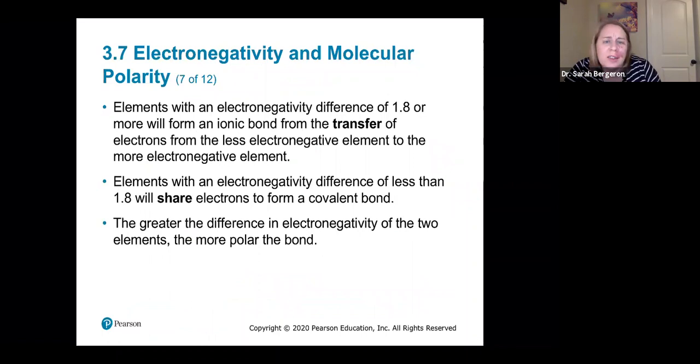All right, I think this is just text of the same thing. Elements with an electronegativity difference of 1.8 or more will form an ionic bond, that transfer, give and take, and the electrons go to the more electronegative element. If you have something less than 1.8, you're going to share, and the greater the difference in electronegativity, the more polar the bond. We'll look at a few examples.